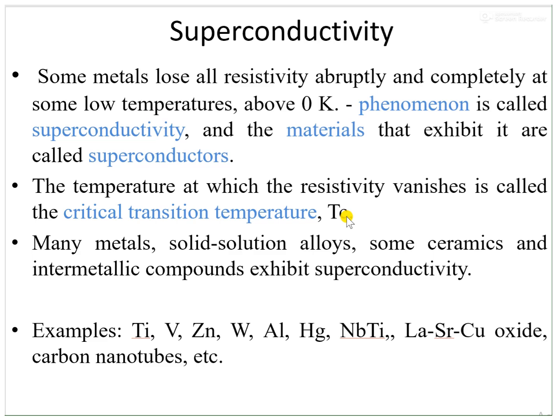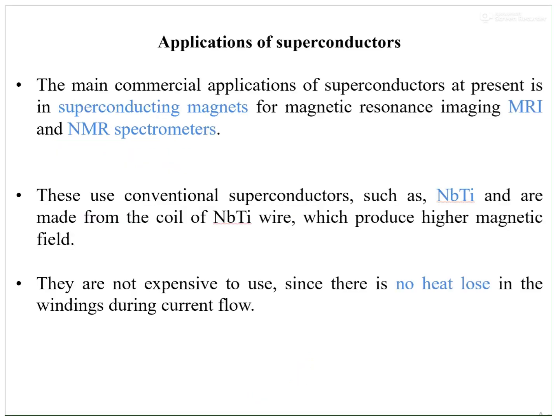Other examples of superconductors are titanium, vanadium, zinc, tungsten, aluminium, mercury, and a mixture of niobium and titanium, or a mixture of lanthanum, strontium, and copper oxide, or copper nanotubes can also act as superconductors. Commercial applications for superconductors are superconducting magnets that are used for magnetic resonance imaging, known as MRI, or in NMR spectrophotometers.